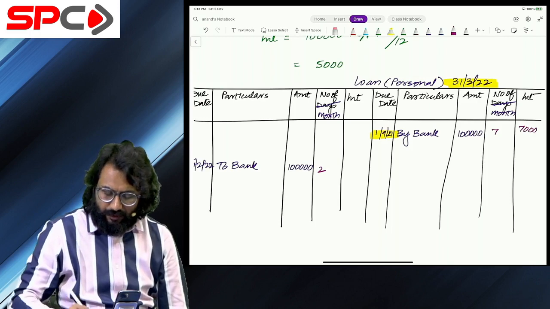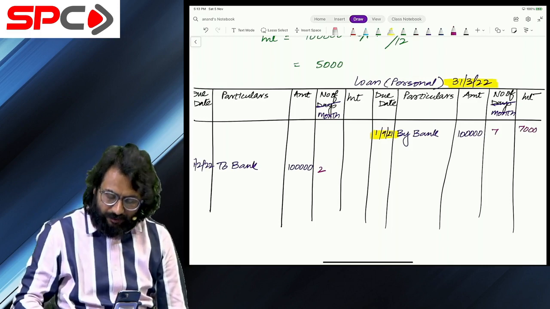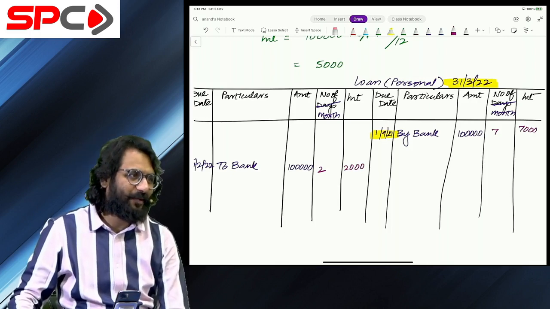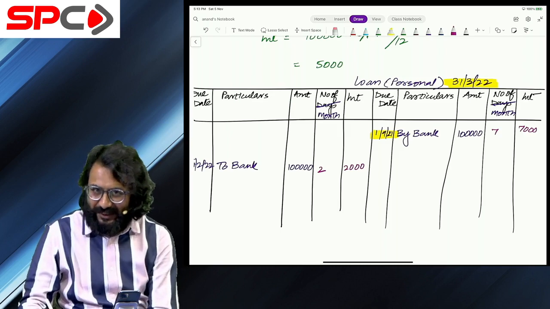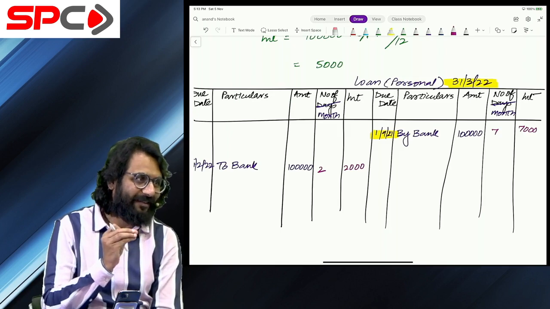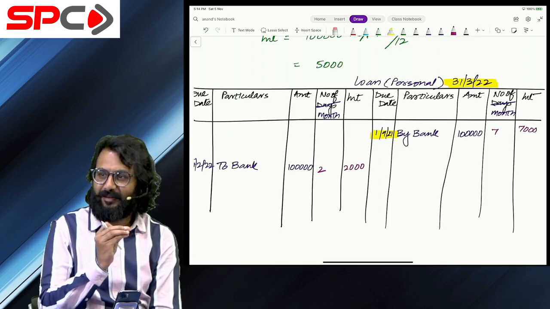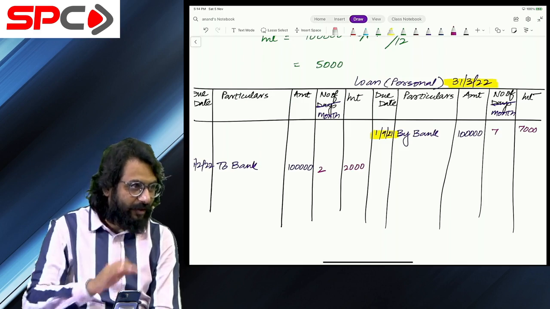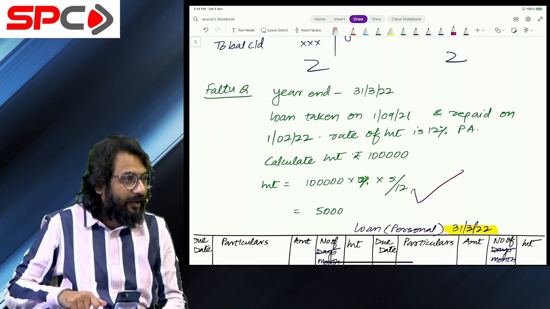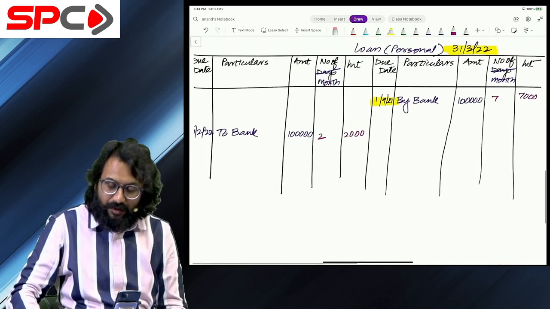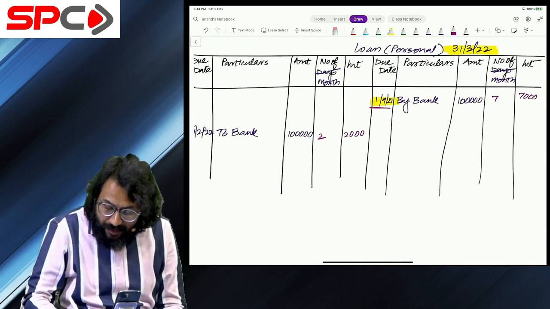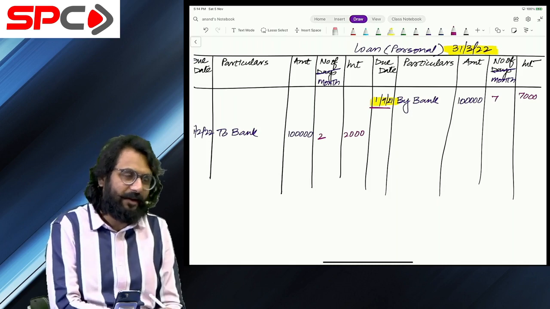And take on a calculator 1 lakh into 12% into 2 by 12, it is how much? 2,000. And you know what I am telling you? Look, 7,000 is my interest and 2,000 minus. How much is the interest? 5,000. Have you understood what I... अरे तुमने orally निकाला था, you calculated it orally. But the same thing, I am doing it with the help of an account. So what I do is from the due date to year end, I calculate the interest.